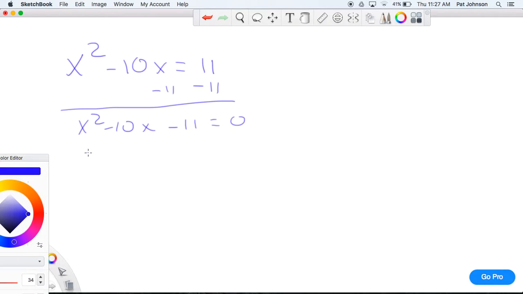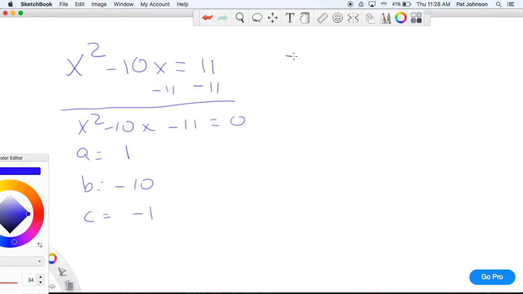Then I have to identify what a, b, and c are. Remember, a is the coefficient of the quadratic term, b is the coefficient of the linear term, and c is the constant. So a is 1, b is negative 10, c is negative 11. We use the quadratic formula when we're unable to factor or we don't want to complete the square. So let's go ahead and do it.